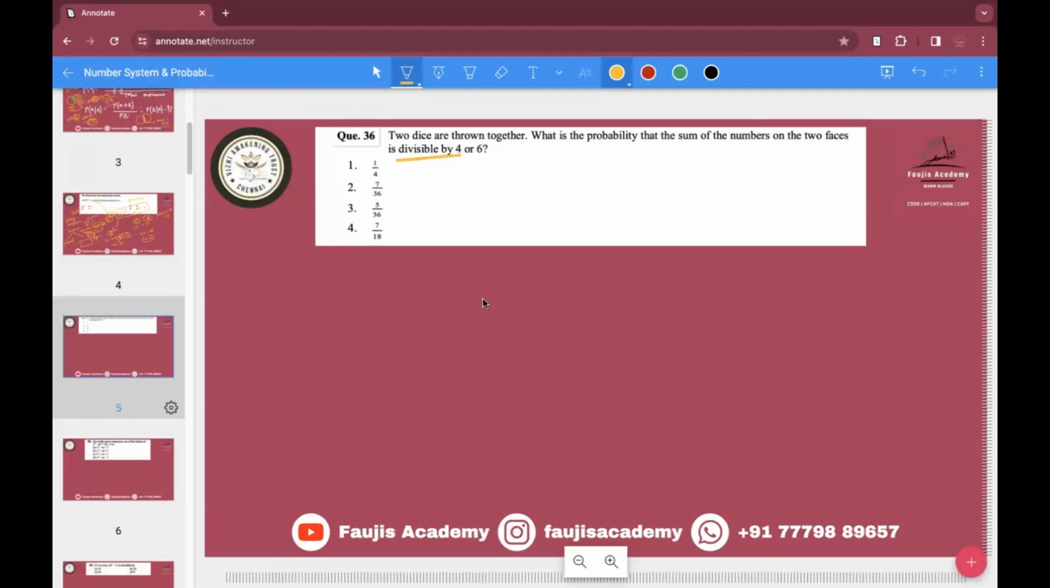Yes, guys. Two dice are thrown together. What is the probability that the sum of the numbers on the two faces is divisible by 4 or 6? Divisible by 4 or 6 means what? It should come 4 or 8 or 12. Divisible by 6 means it should come either 6 or 12. So let's take 1 came. Can we make 4? Yes, 3 comes, we make 4. Can we make 6? Yes, 5 comes, we are able to make. Can we make 8, 12, something like that?